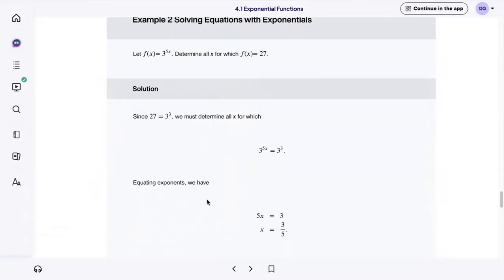Let's see this one. This one is saying solve equation, right, with exponentials. So let's see, we are given this function, right? And we want to determine the x value for the function value to be 27, which means 27 equals 3 raised by 5x. And 27 we can write as 3 raised by 3. Now, since the two bases are both 3, the exponents have to be equal. So 3 has to equal 5x. Then solve for x, we divide by 5 on both sides. So x equals 3 over 5.